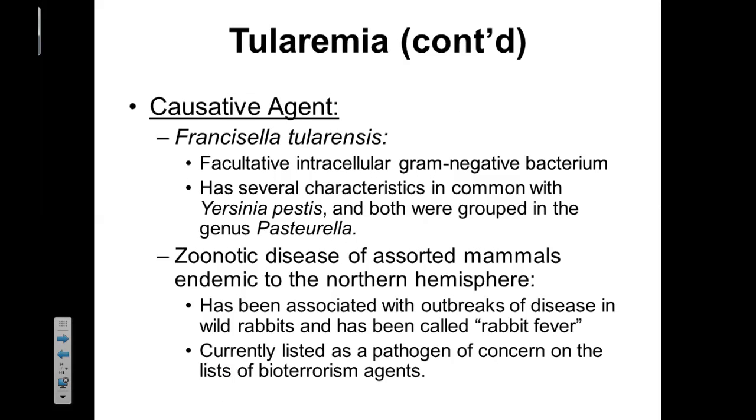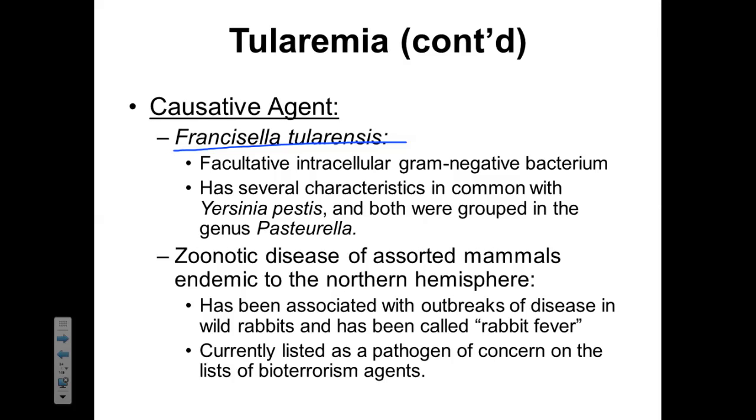The pathogen that causes Tularemia is Francisella tularensis. F. tularensis is a facultative intracellular gram-negative bacterium. This is a bacterium that can live inside of host cells. This bacterium has a couple characteristics in common with Yersinia pestis, the cause of the Black Plague. Both of these bacteria have been previously grouped in the genus Pasteurella.